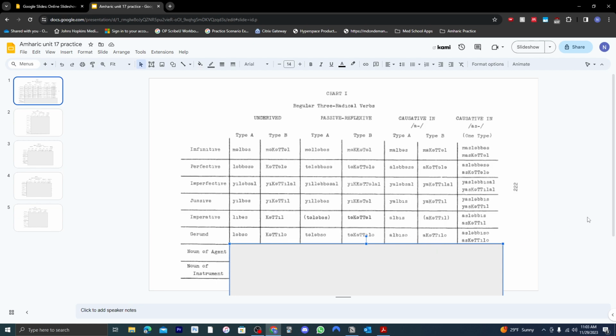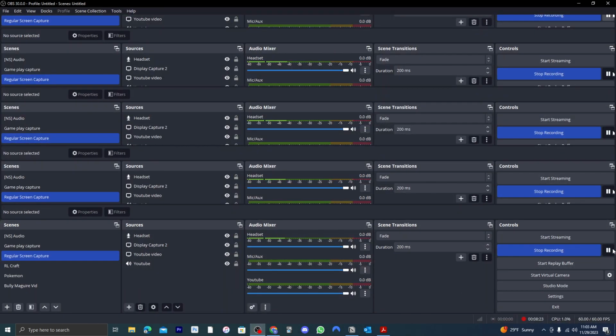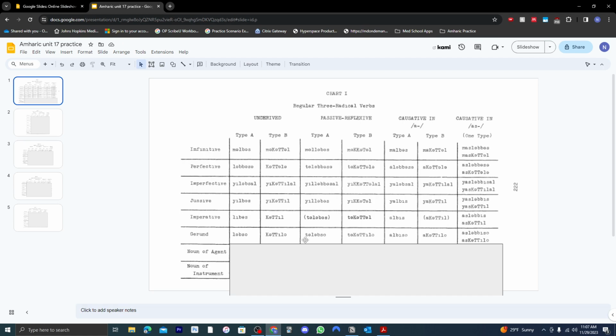Okay. Noun of agent, and noun of instrument. This is where stuff gets pretty confusing. For noun of agent, what I normally do is just replace this O with an I. I think that should work.